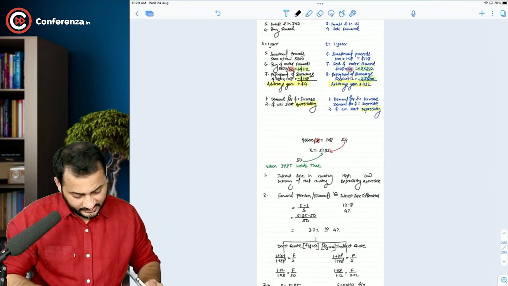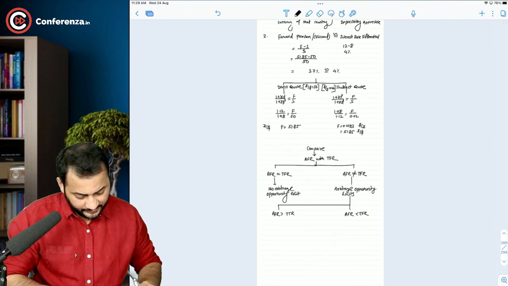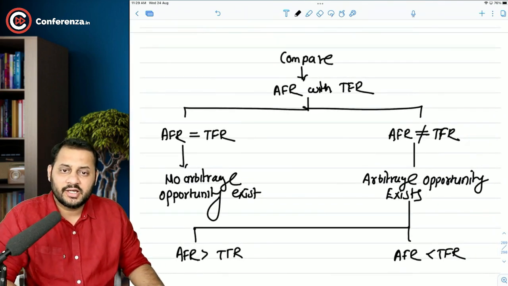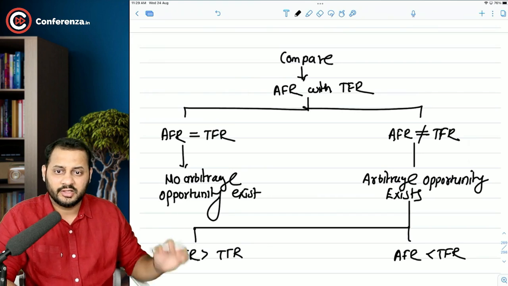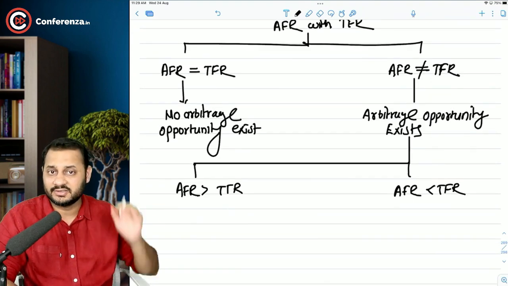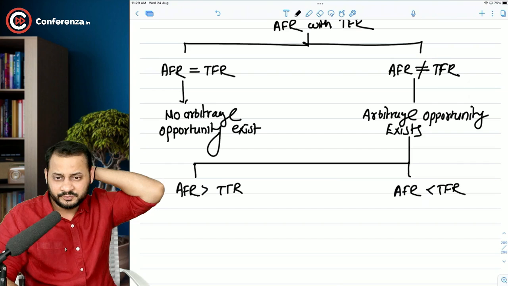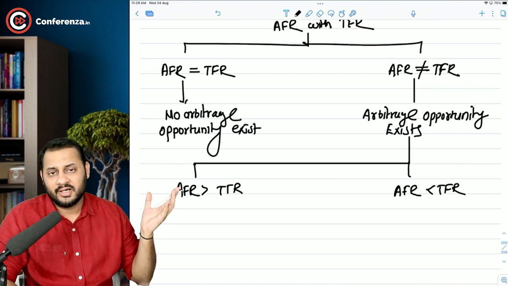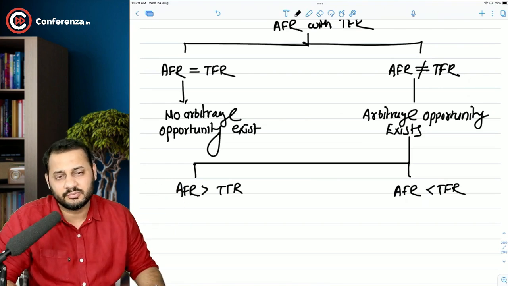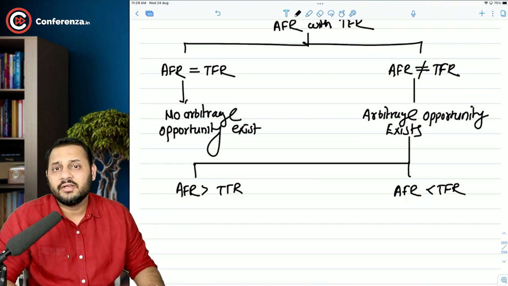While discussing the interest rate parity theory, I had explained that we compare the actual forward rate with the theoretical forward rate, and if it is equal, then no arbitrage opportunity exists. But if it is not equal, then the arbitrage opportunity exists, and we can easily calculate which currency to borrow and which currency to invest in in this type of situation. But there is another way which involves interest rate differential, and we have to learn that.